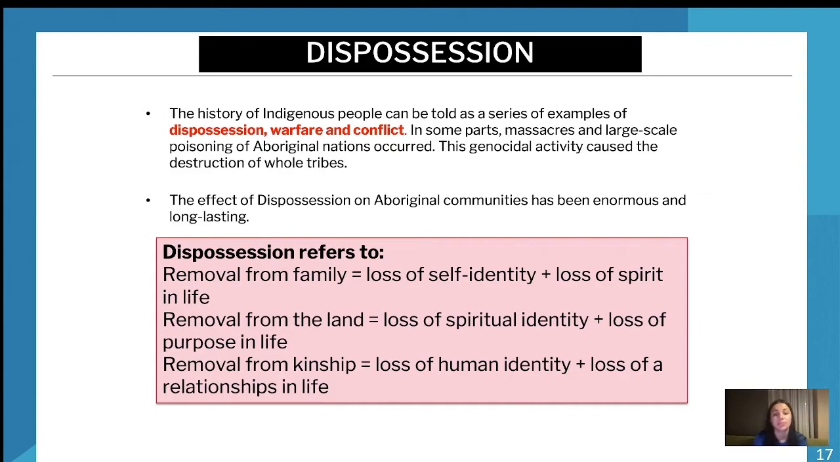Back to it with dispossession. So, the history of Indigenous people can be told as a series of examples of dispossession, warfare, and conflict. In some parts, massacres and large scale poisoning of Aboriginal nations occurred, and this genocidal activity caused the destruction of whole tribes because it was a genocide. Now, the effect of dispossession on Aboriginal communities has been enormous and long lasting. Dispossession refers to removal from family, which was a loss of self identity and a loss of spirit in life, removal from land, which then causes a loss of spiritual identity and a loss of purpose in life, and removal from kinship, which is a loss of human identity and a loss of relationship in life.